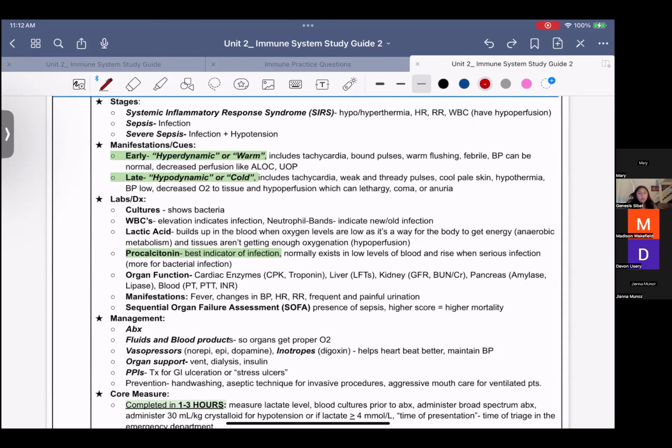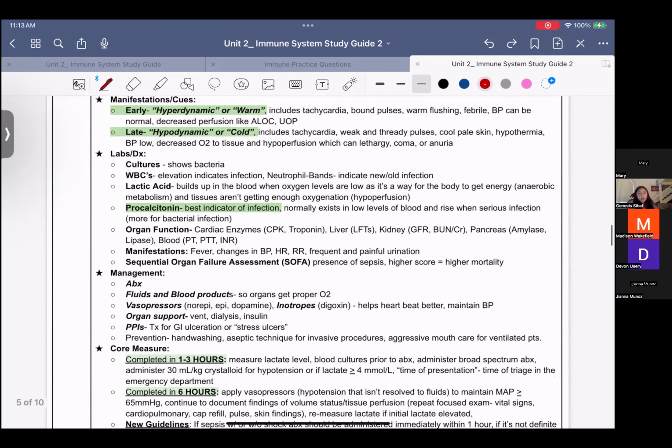So with the stages, I won't go ahead and explain some of this stuff because I think you'll go over it in class. So I would just know for manifestations and cues, early is hyperdynamic or warm. In case you haven't talked about this already, I would just think about it like when it's warm outside, or let's say you're exercising, you're going to have tachycardia, bounding pulses, you're going to be warm, flushing, you're going to have a fever. Your blood pressure will be normal, just because I would think about it like it's still early, right? So we haven't really third spaced yet, but your body's still trying to compensate.